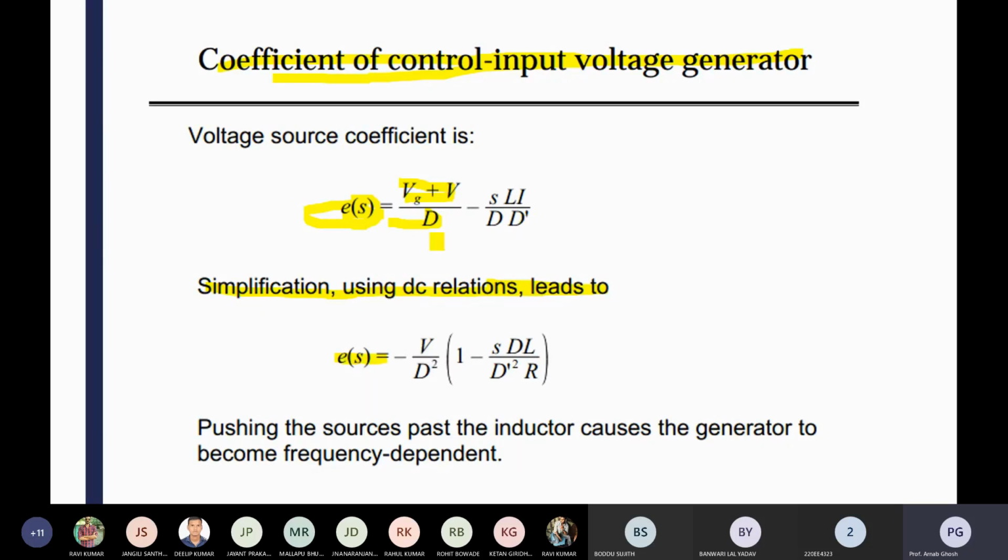So V g minus V, that portion you have common. Take it common, no problem; if you don't want, you can also not take it common, no issue. Finally it is coming like that, V minus Vg D dash, and that calculation is directly coming from here. Pushing the source past the inductor causes the generator to become frequency dependent. You can see over here it is dependent on S, that means it is frequency dependent. It is your voltage source coefficient, that is ES.